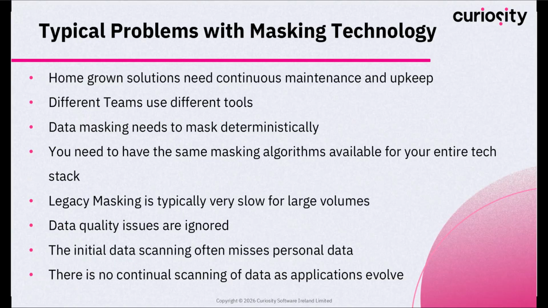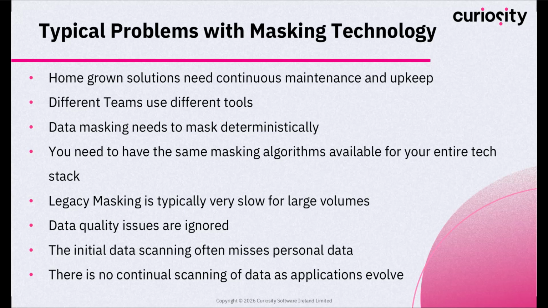I'm just going to quickly go over some of the typical problems with masking technology. Homegrown solutions need constant upkeep. This is especially true in the AI era. It's easy to spin up a masking script, however maintaining them and guaranteeing they behave consistently is a problem. Consistency across teams: if different teams use different tools, it's very difficult to mask data deterministically, i.e. consistently across your whole landscape. You need the same masking algorithms available across your entire tech stack.